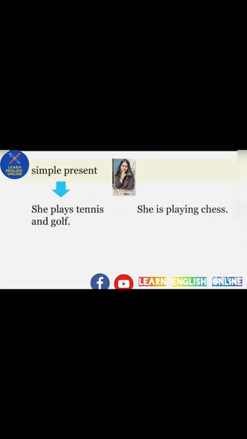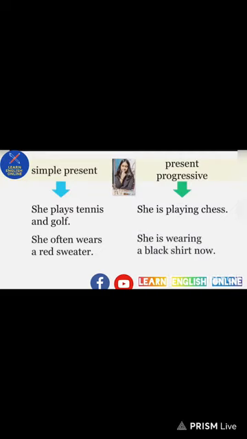Okay, let's think about this information about Anita. I told you she plays tennis and golf. This is the simple present. I also told you she is playing chess. This is the present progressive. This is happening right now. I said she often wears a red sweater. But I told you she is wearing a black shirt now. Look at the signal words. Over here, often shows us that it's simple present. And now shows us it is present progressive.